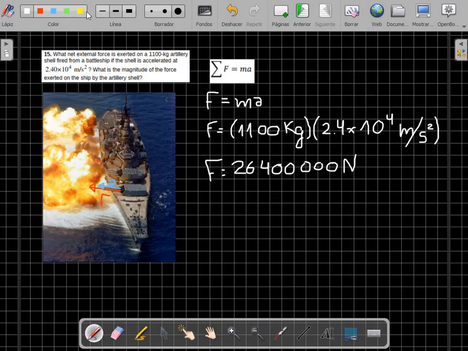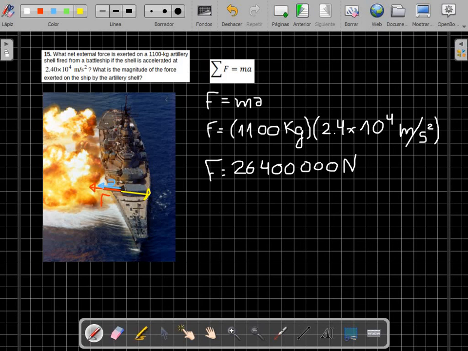Well, according to Newton's third law of motion, it's going to be the same but opposite in direction. So the question will be, why is the shell fired so far away from the ship, but the ship is not moved at all? Well, that happens because the mass of the shell is much less than the mass of the battleship, so it's easier to move an artillery shell than an entire battleship. So that's why the battleship is not moved after the artillery shell is fired.